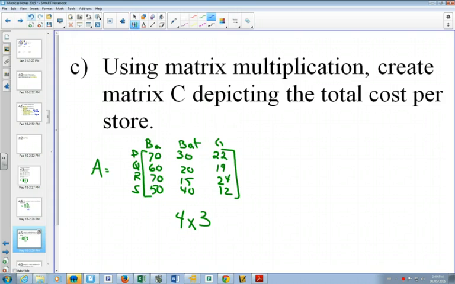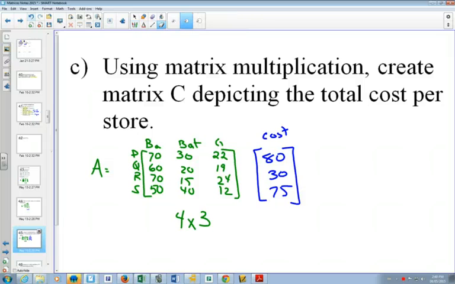Our cost matrix, which was right here, remember the numbers: 8, 30, and 75. Now something that matches up, we can multiply these together because it's a 4 by 3 times a 3 by 1. The middle numbers are the same.